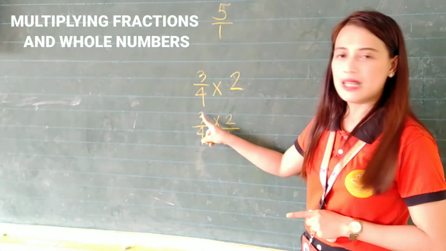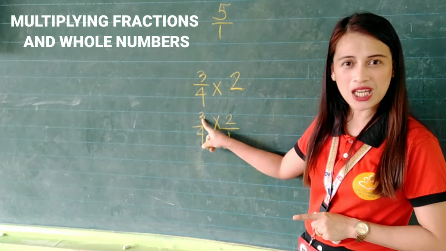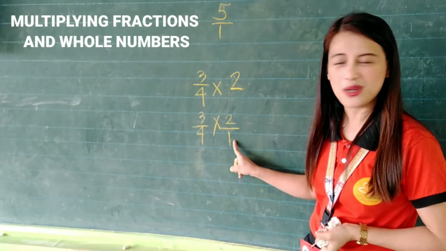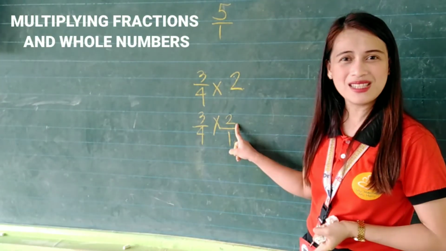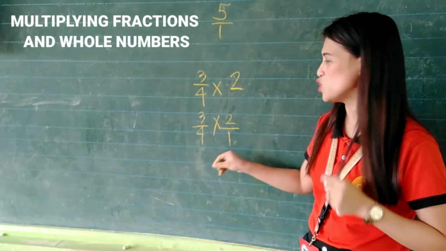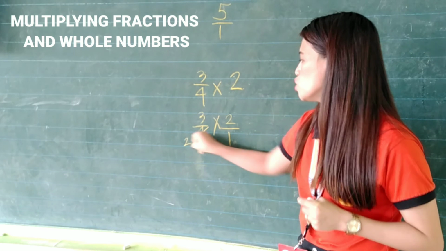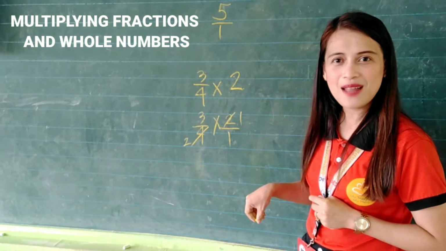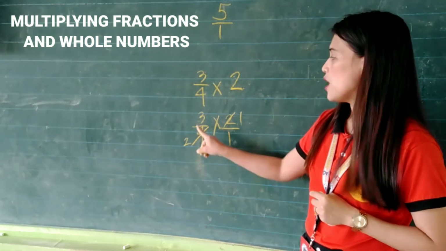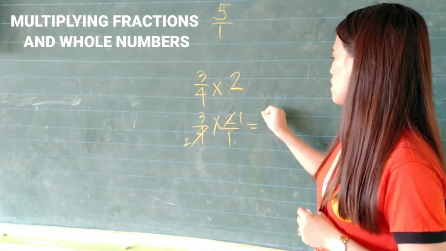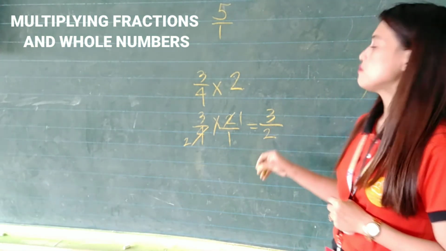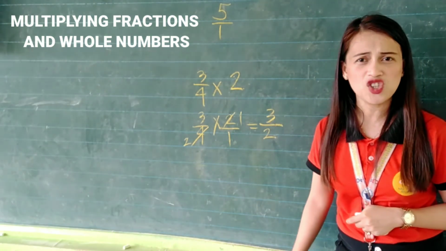So, let's check first kung naay makancel. 3, 1, naay makancel? Wala na, kay 1 naman ang isa ka number. 4 and 2, naay ma-divide silang 2. Na, number 2. So, 4 divided by 2, 2. 2 divided by 2, 1. So, after that, proceed to multiplication. 3 times 1, 3. 2 times 1, 2. 3 over 2.